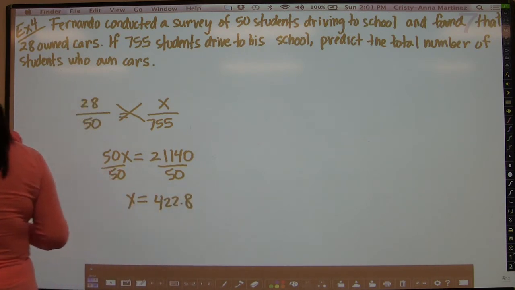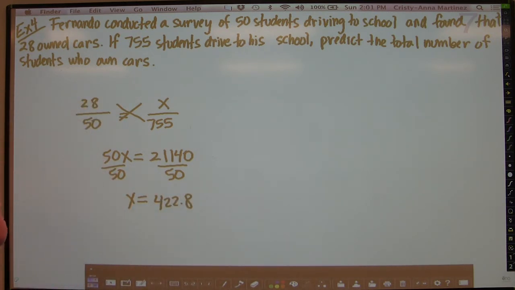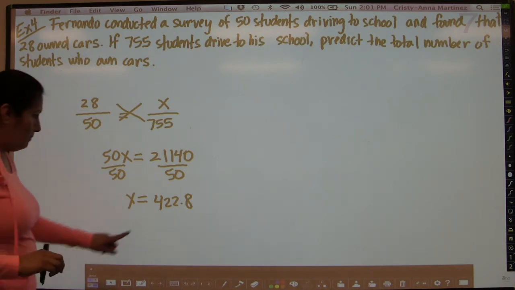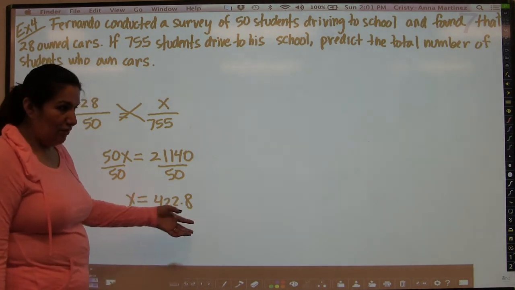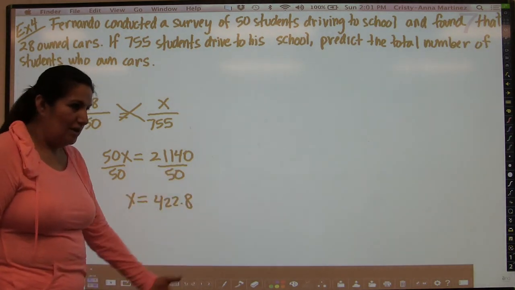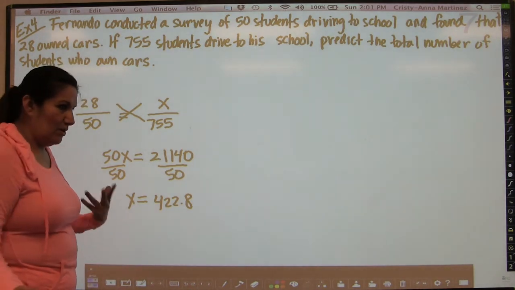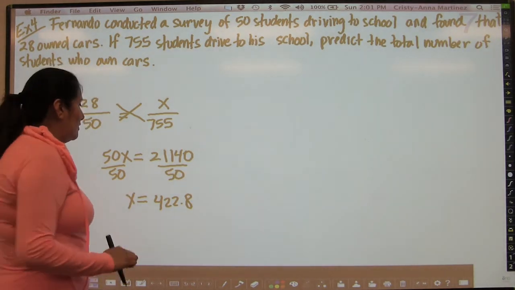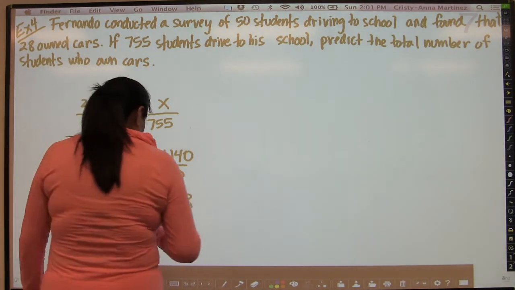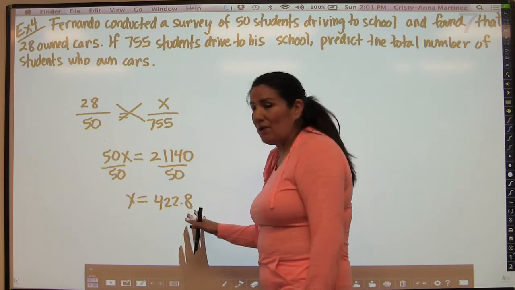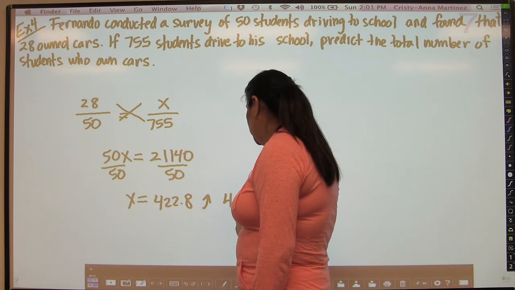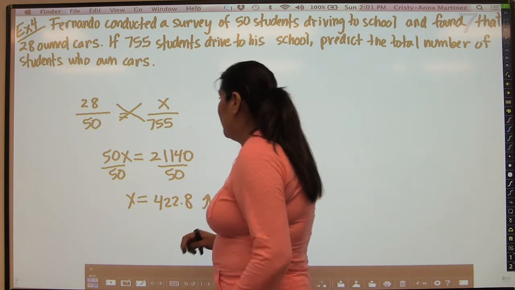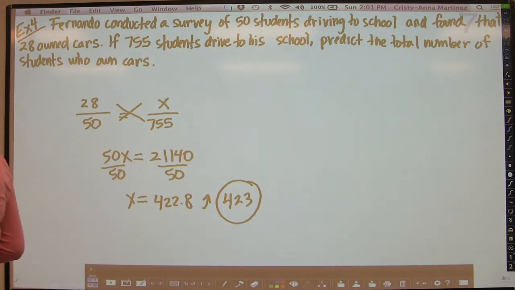422.8. All right, now we know that we're talking about actual people here, so we don't want to say 0.8 people, because that would be like 422 people, then the 423rd person would have some limbs chopped off or something, because it wouldn't be a full person, it'd be 0.8. So we don't want to do that. I'm sorry for being a little graphic there for you, but we're going to round this to a nice round integer. So we're just going to round it up to 423. Okay? So out of the 755 students that drive to school out of this high school, 423 of those own their cars.